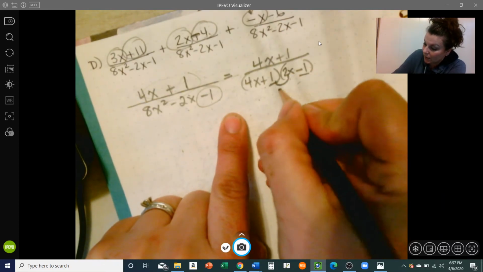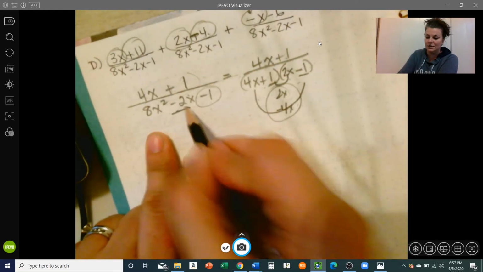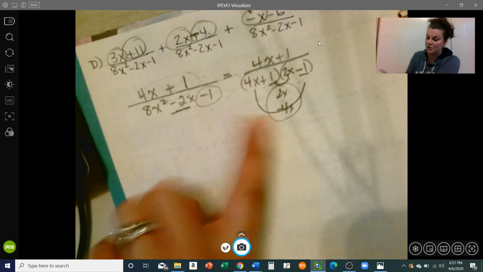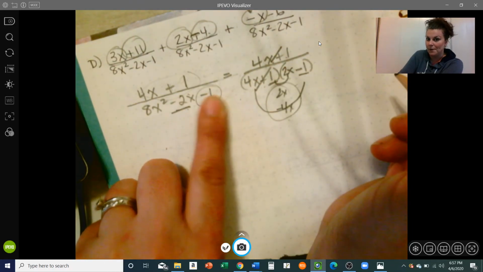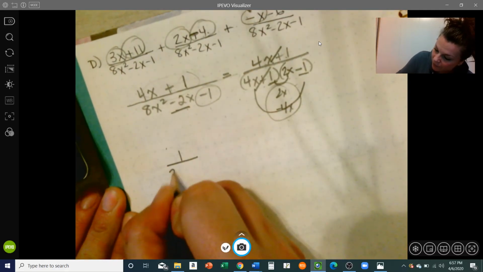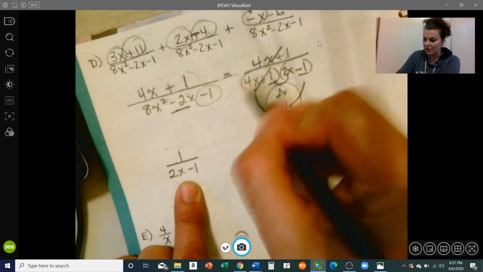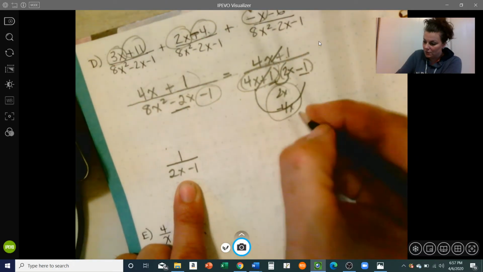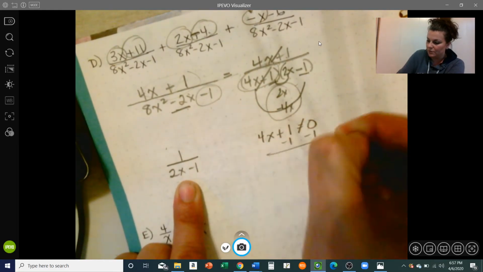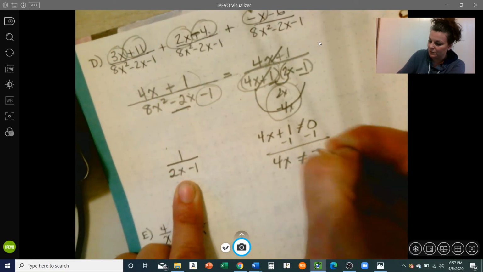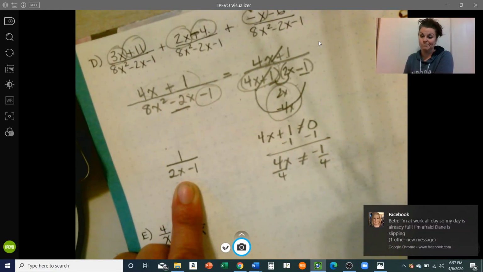So here I get 2x, and here I get negative 4x. And when I combine those, that gives me negative 2x. So I'm on the right track. This is correct. So that means that cancels. Okay? So I'm left with 1 over 2x minus 1. And I have to remember that I canceled out 4x plus 1. So 4x plus 1 cannot equal 0. So I need to solve. So x cannot equal negative 1/4.